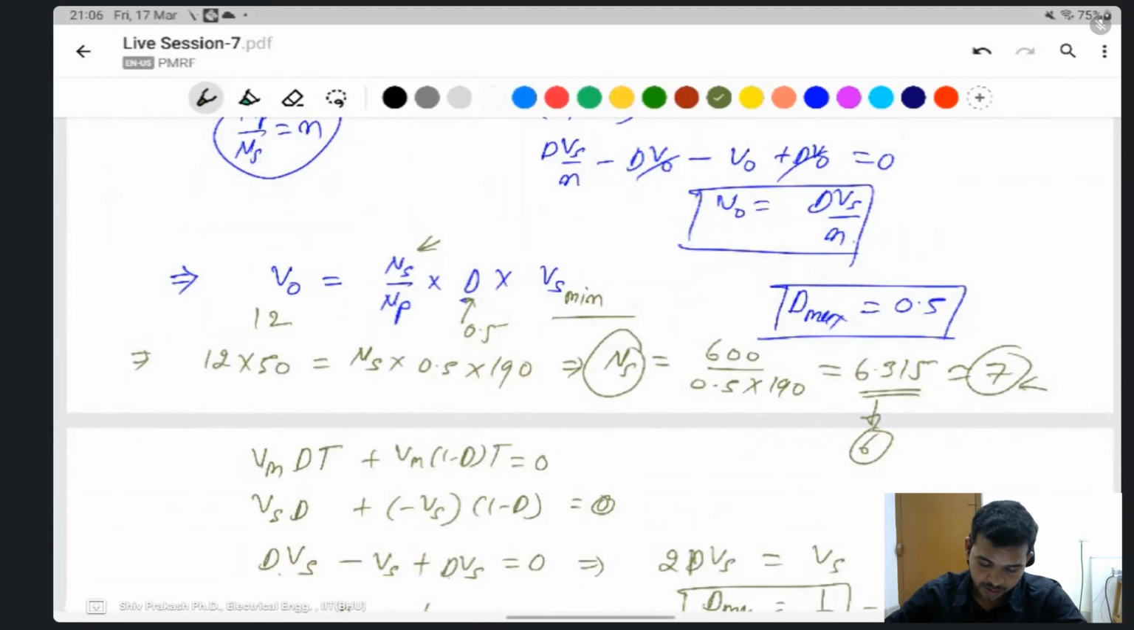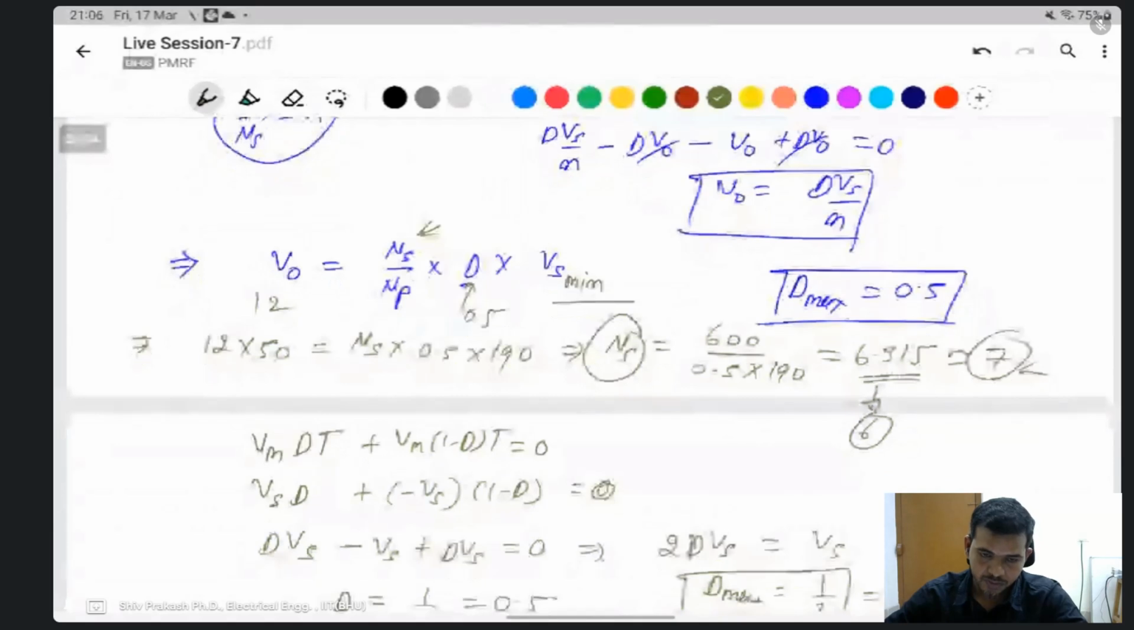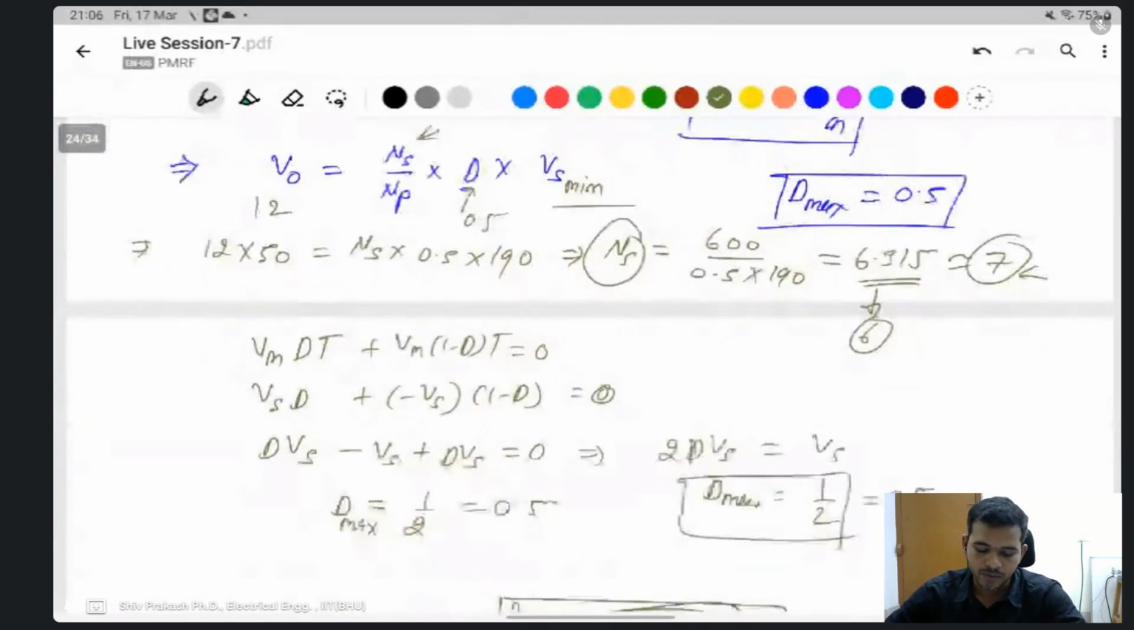Sir, is there any rule by which we need to select this, whether it is Ns by Np or Np by Ns? On what basis do we select this ratio as N? Or if reversed, will it behave differently? No, there is no standard rule, but you will always take primary to secondary as the reference.